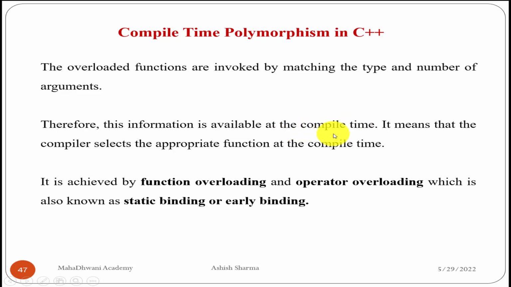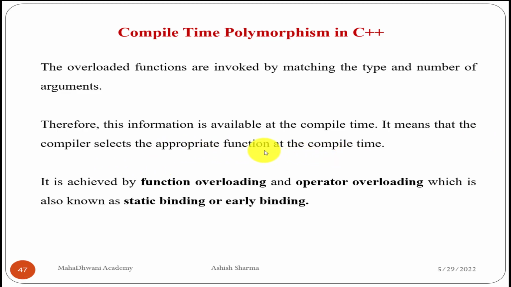We have two phases in the execution of a program in C++. Number one, compile time phase. Number two, runtime phase. At compile time, our system checks for errors in our source code. If our source code has any errors, it gives us information about the errors to be fixed. This phase is called the compile time phase. So it means that the compiler selects the appropriate function at compile time.